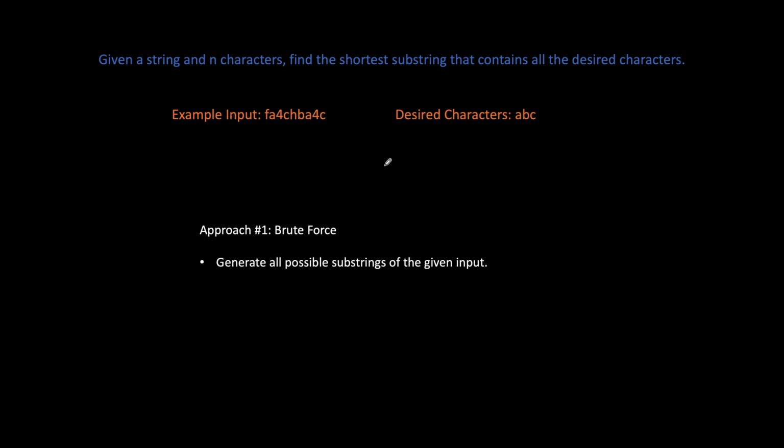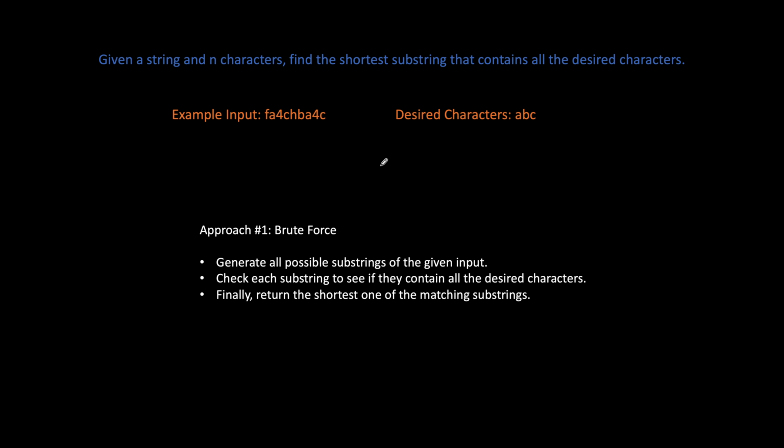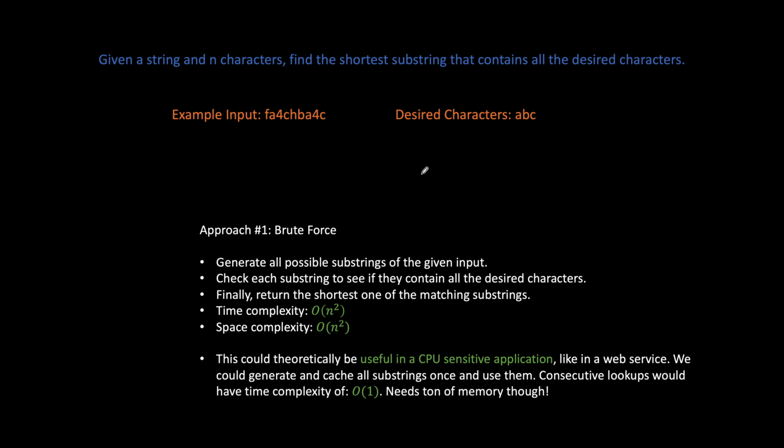The brute force approach is always that we're going to find all possible subarrays of all combinations. Then we're going to check each substring to see if it contains all the desired characters. And finally, we're going to return the shortest one of the matching substrings. The time complexity is again going to be exponential, and the space complexity is again going to be exponential. This could theoretically be useful in a CPU-sensitive application, like a web service. We could generate and cache all substrings and use them. The consecutive lookups would have a time complexity of O(1), but obviously this would require a lot of memory.